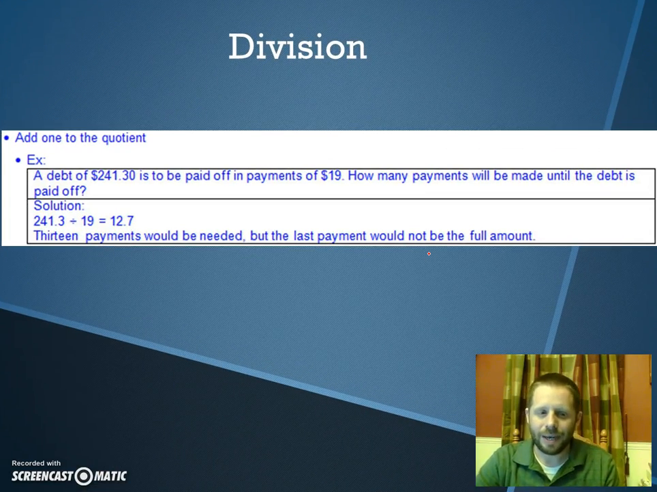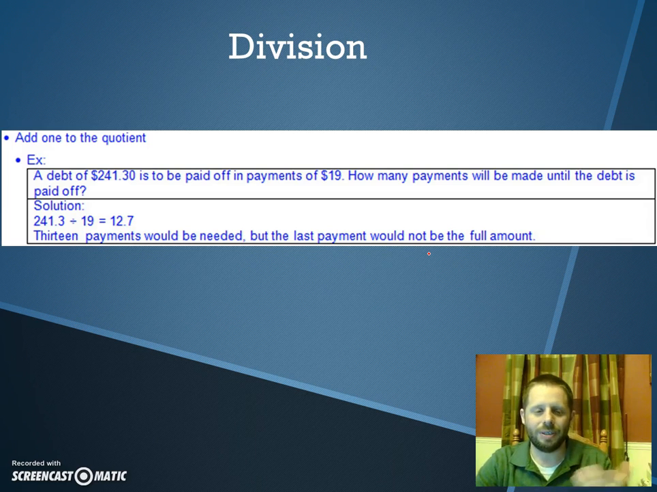Alright, this one's called add 1 to the quotient. So here we've got a debt of $241.30 to be paid off in payments of $19. So you've got a starting amount of debt, and you're going to keep paying $19 off till it's paid off. So the question is, how many payments will it take before it's all completely paid off? So you could sit there and subtract $19 until you had nothing left in the debt, or you can do division. So if we divide it, 241.3 divided by 19 tells us that it's going to take 12.7 payments.